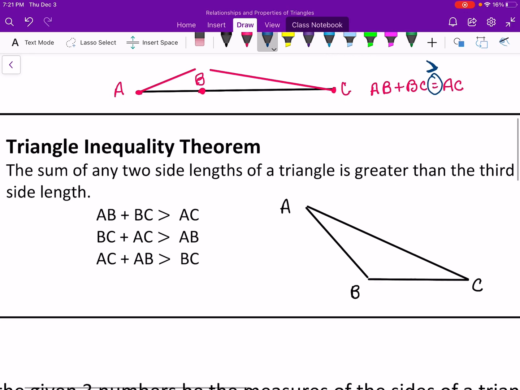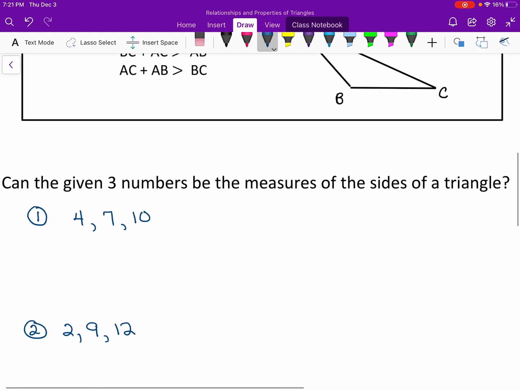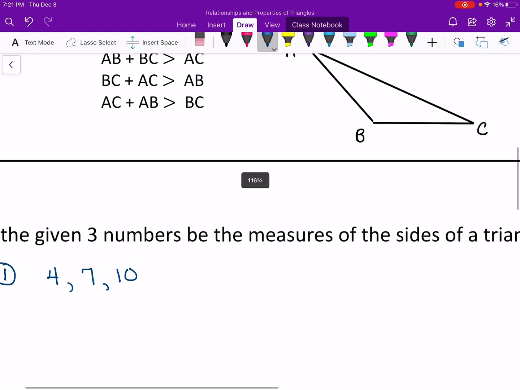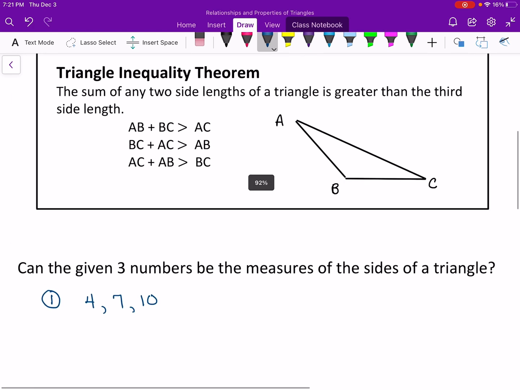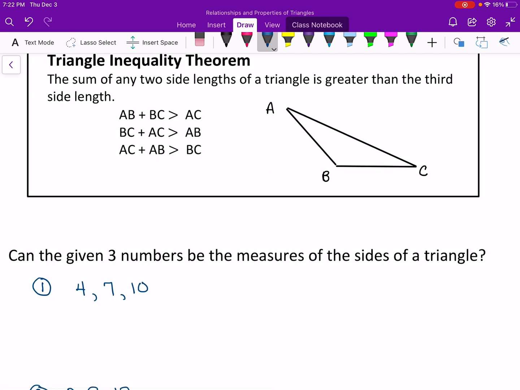So again, kind of like yesterday, today is a practice of being observant. What we're going to do is we're going to use that theorem. Let me keep it where you can see it. And we're going to look at three lengths and make a decision as to whether they could be the sides of a triangle. I'm not going to ask you to draw them. I just want you to make the decision.